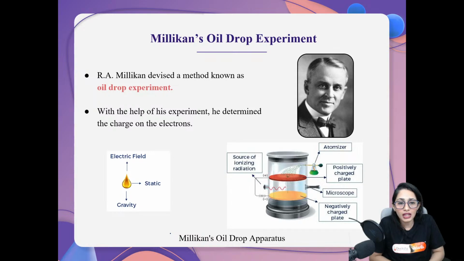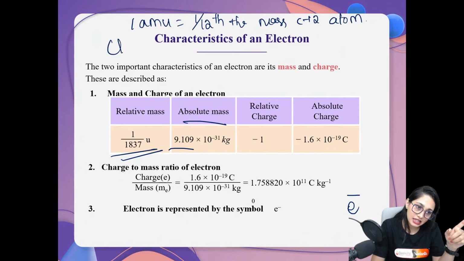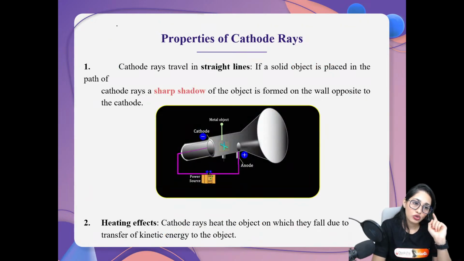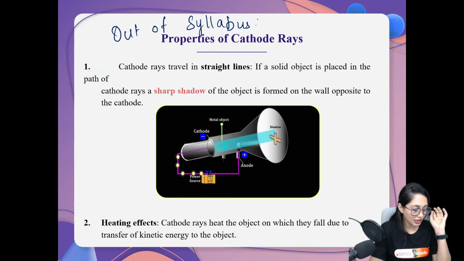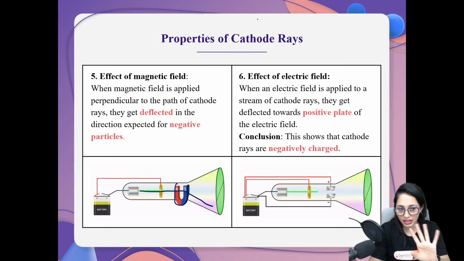Alright. Next, Millikan's oil drop experiment. Mind you guys, these are not there in your CBSE board. Until here it is there in your CBSE board. After this, properties of cathode rays, so it is out of syllabus. Out of syllabus as in this is important for your higher grades, but not for your 9th grade. If you are writing board exam, this is not there for you. Do not concentrate on these things.